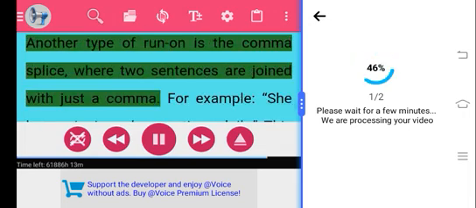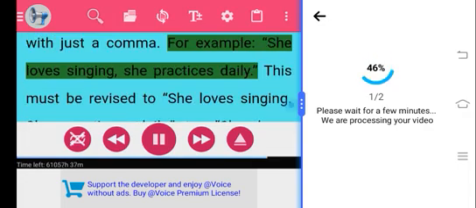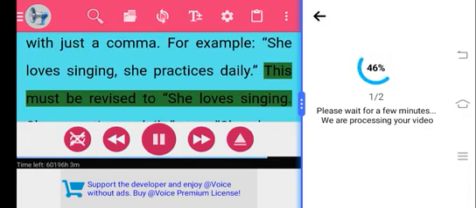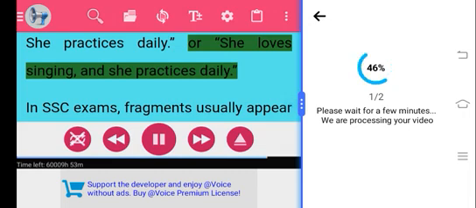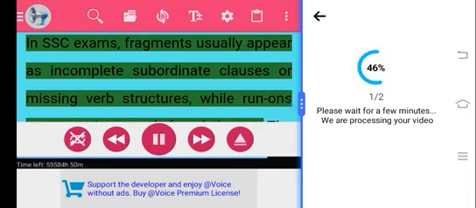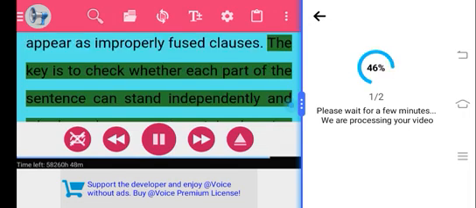Another type of run-on is a comma splice, where two sentences are joined with just a comma. For example, "She loves singing, she practices daily." This must be revised to, "She loves singing; she practices daily," or "She loves singing and she practices daily." In SSC exams, fragments usually appear as incomplete subordinate clauses or missing verb structures, while run-ons appear as improperly fused clauses. The key is to check whether each part of the sentence can stand independently and whether the parts are joined using proper conjunctions or punctuation.